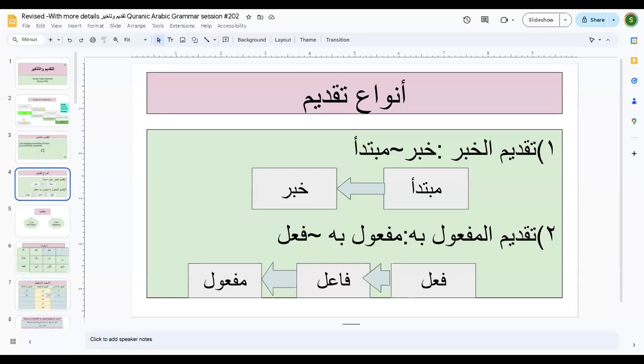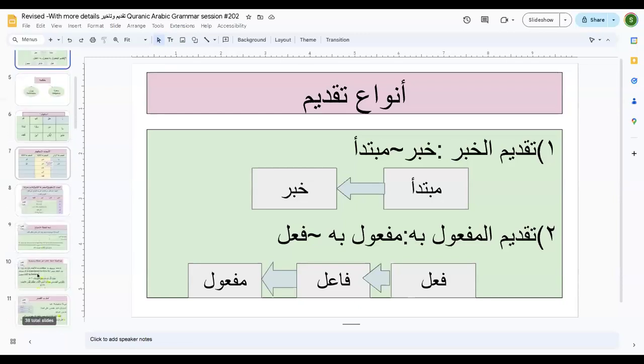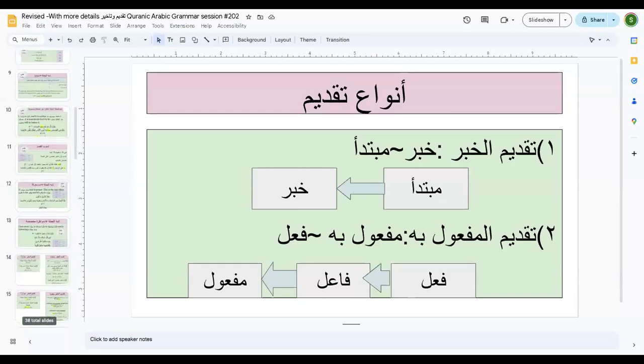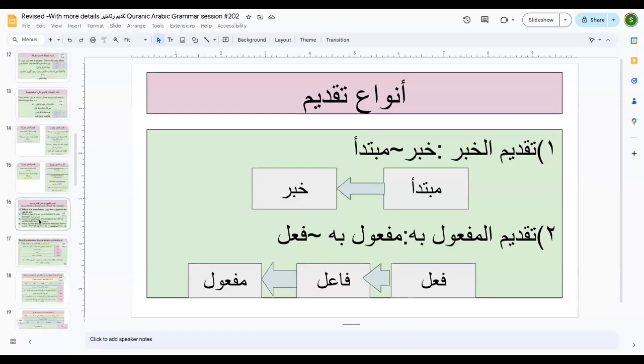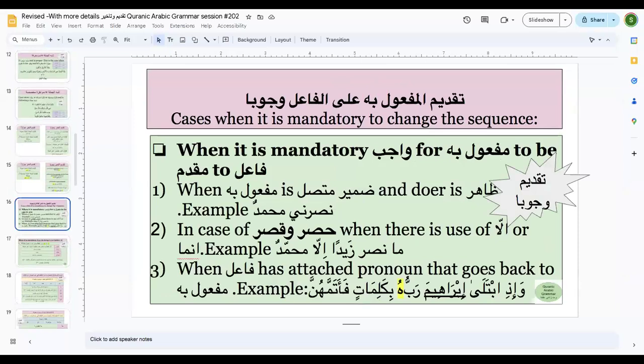I hope this is clear to all of you. In this case, before we learn about taqdeem of maf'ul bihi alal fail, I want you to review this small topic with me, which we have covered. I think it was in our second or third term. So I would just want you to refresh your memories on this one.